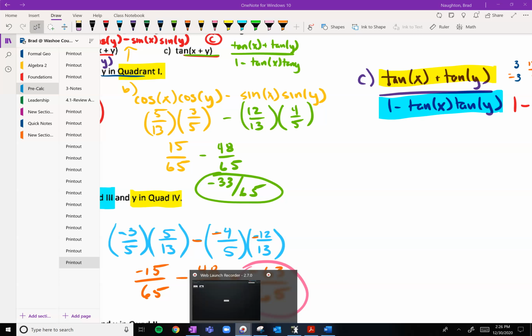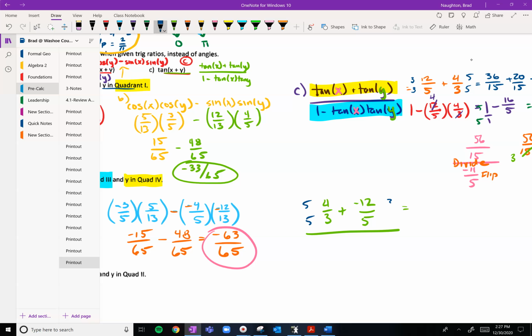So remember, once you know your x, it goes in the same spot, and your y goes in the same spot here. So again, we're going to steal that from our triangle over here. And so we're going to get the tan of x, which is 4/3, plus the tan of y, which is negative 12/5. And let's just do that part before I worry about down here. So I need to do a common denominator. So 5 and 5, 3 and 3.